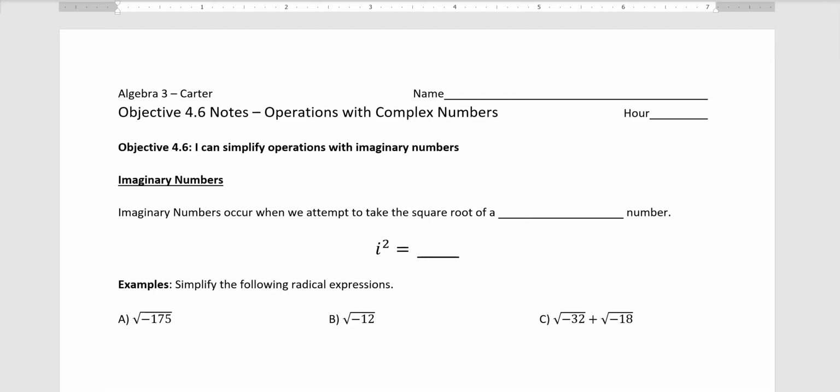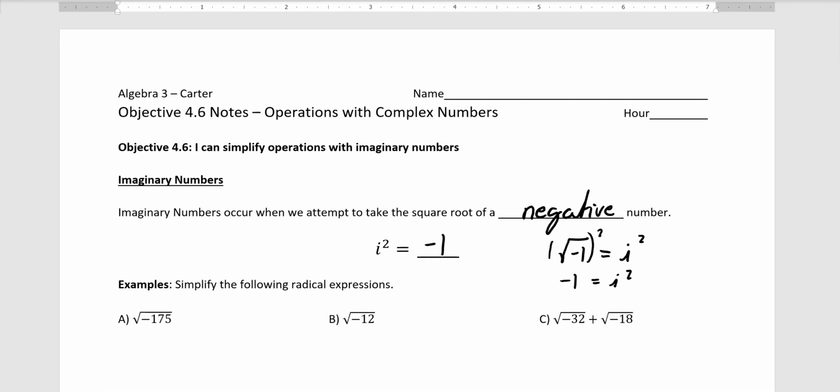Objective 4.6 is I can simplify operations with imaginary numbers, and that, my friends, is what we do today. Imaginary numbers are what occur when we attempt to take the square root of a negative number. The basis of all imaginary numbers is the idea that i squared equals negative 1. That's to say, the square root of negative 1 equals i. If I square both sides, I get negative 1 is equal to i squared.